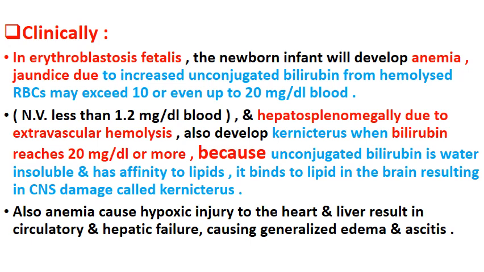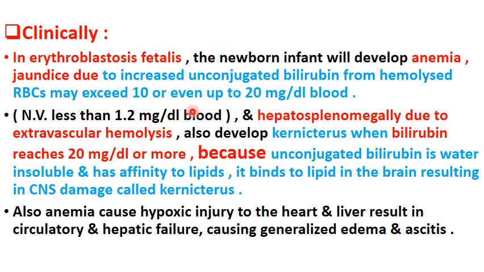If the Rh antibodies of the mother pass through the placenta to the Rh positive baby, what will happen? The newborn baby will be born with anemia and jaundice, and the jaundice is very high. Of course, it is unconjugated hyperbilirubinemia, and it might reach 20 milligram per deciliter. This is the risk. This is the dangerous situation.